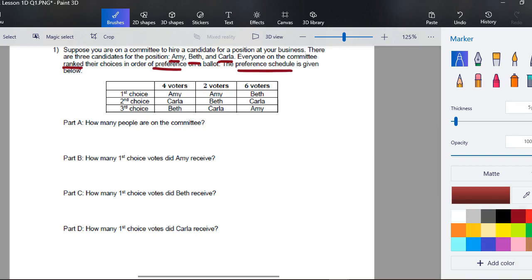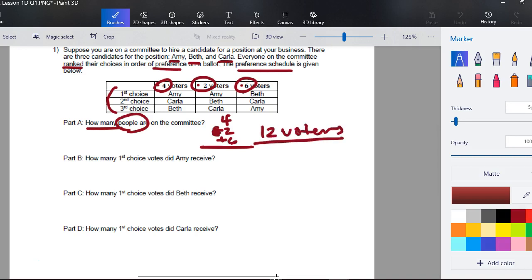Before we even start part A, get oriented to what's going on in this chart, in this schedule. First, second, third choice, voters, voters, voters, and then ranking. It starts by asking us how many people are even on the committee. Well, if we had 4 voters, 2 voters, and 6 voters, 4 plus 2 plus 6 is 12. Put a good unit with it, and we have 12 voters, or 12 people, who are on this committee.